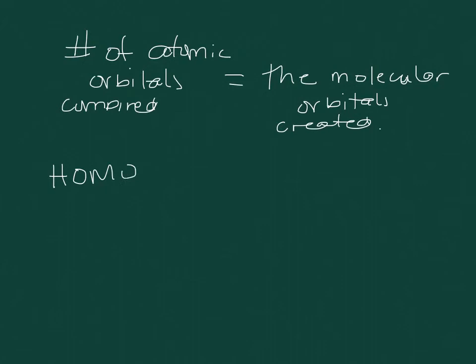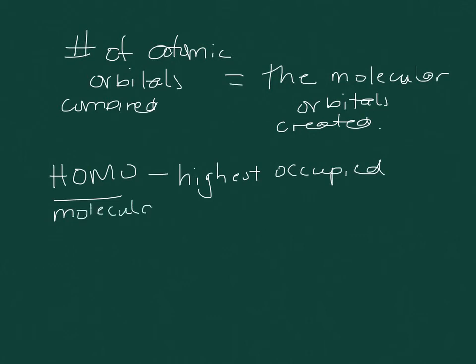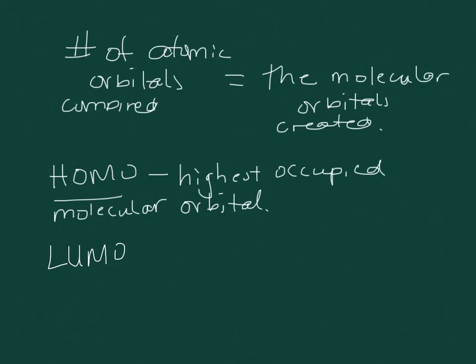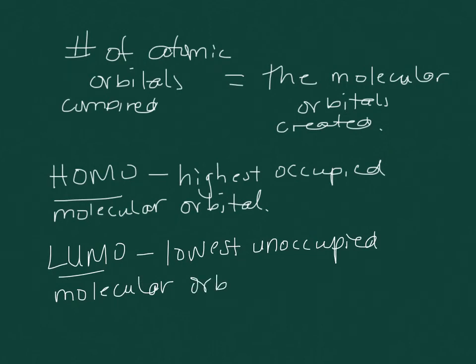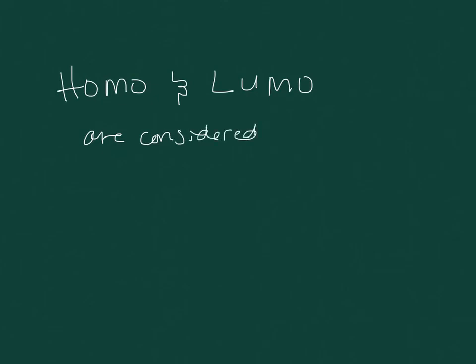The highest occupied molecular orbital is called the HOMO. This is the highest occupied molecular orbital. The lowest unoccupied molecular orbital is called the LUMO. The HOMO and the LUMO are considered frontier molecular orbitals, or frontier orbitals.